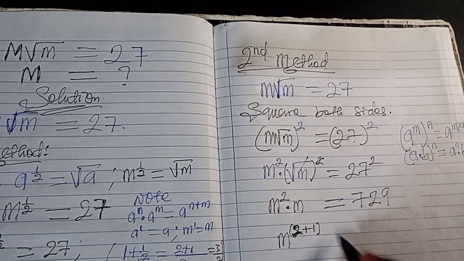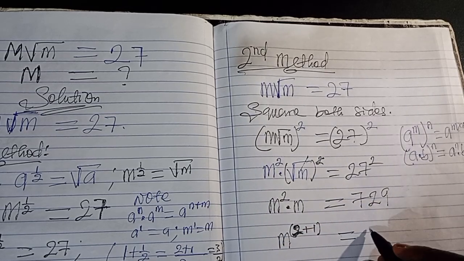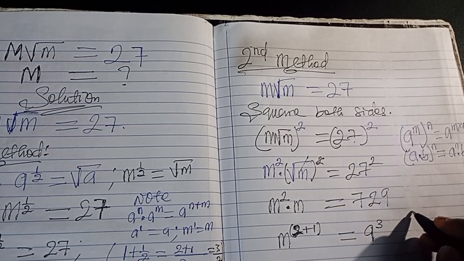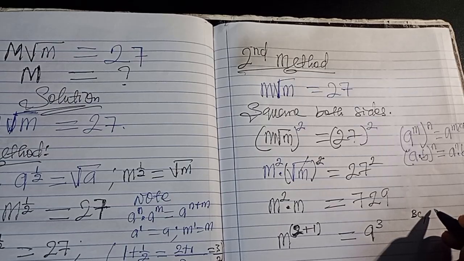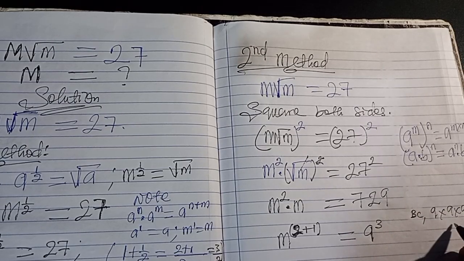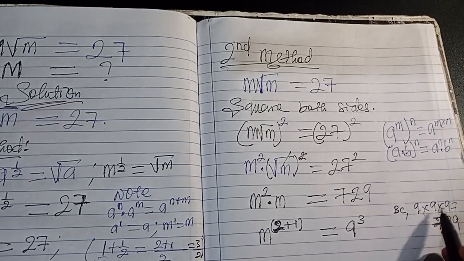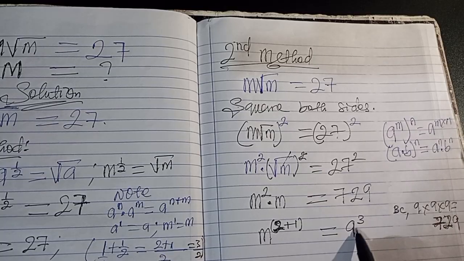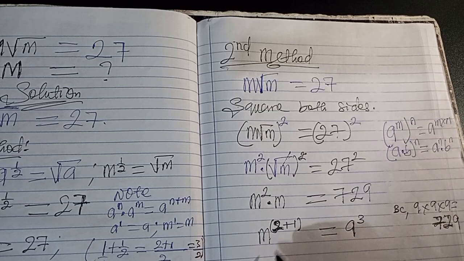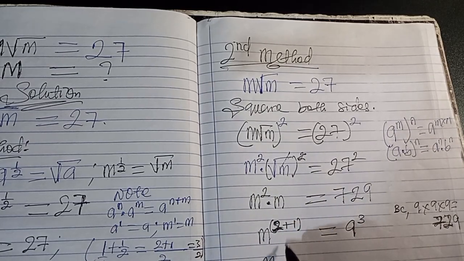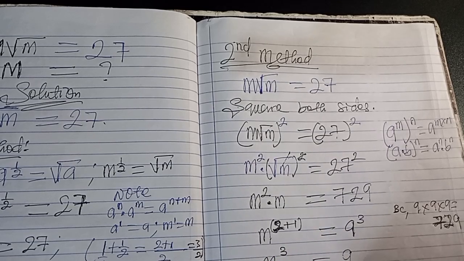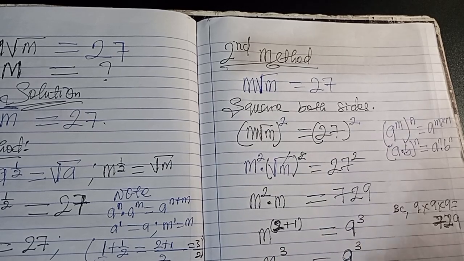2 plus 1 equals 3. 9 raised to power 3, because 9 times 9 times 9 equals 729. That's why I'm representing it as 9 raised to power 3, so that I can easily have m raised to power 3 equals 9 raised to power 3.